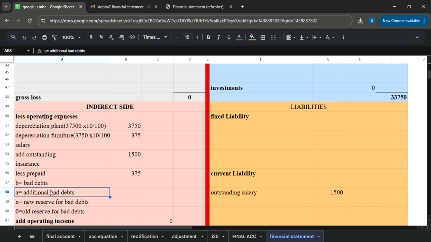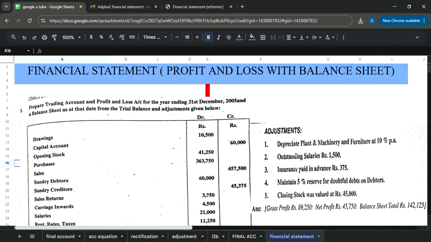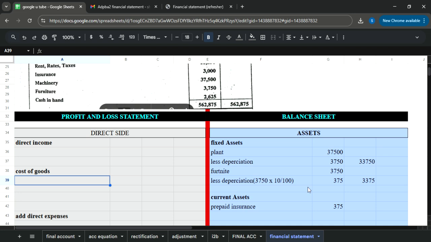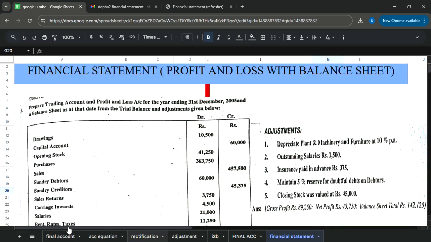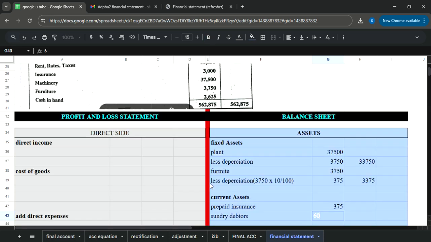Please make your mind, whenever your question would appear bad debts or adjustment in bad debts, you will have to write all these four. Now first we will see what is given in our adjustment, that is reserve, which is new reserve because it is present in adjustment. Over here we will start our procedure with sundry debtors. Now let's see how much amount of sundry debtor is present. Look at here, sundry debtors amount is 60,000, just mention over here.